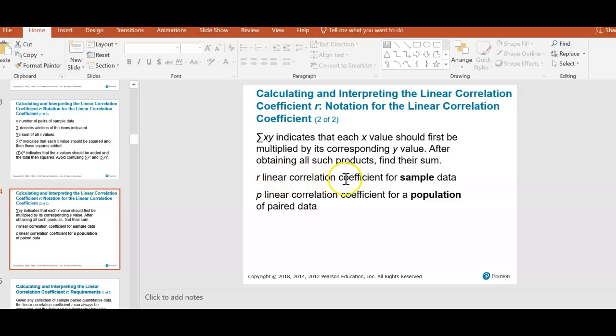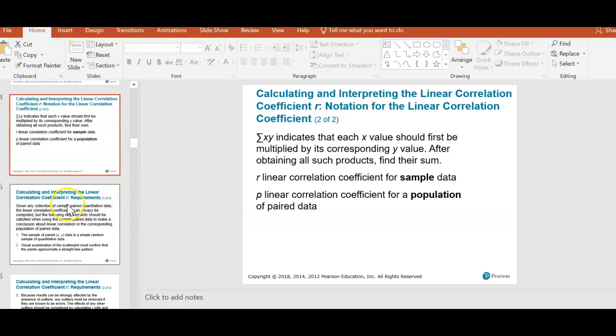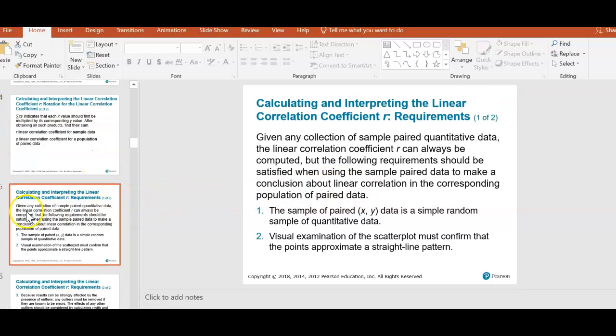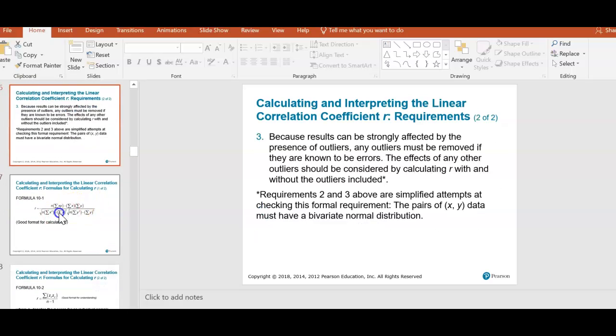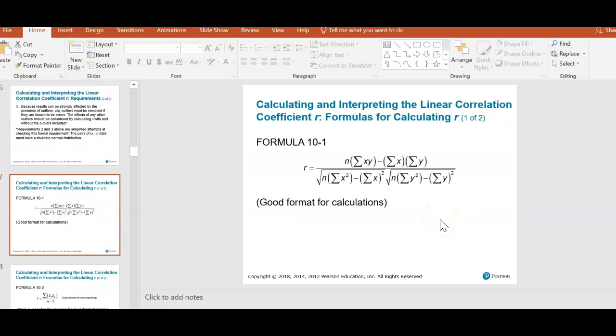r is the linear correlation coefficient for sample data, and rho is the linear correlation coefficient for a population of paired data. We won't really get into that one very much. So I will just show you why we're not using the formula.